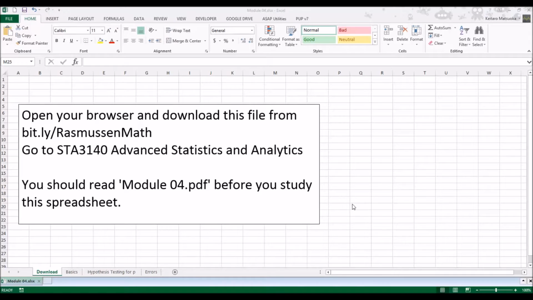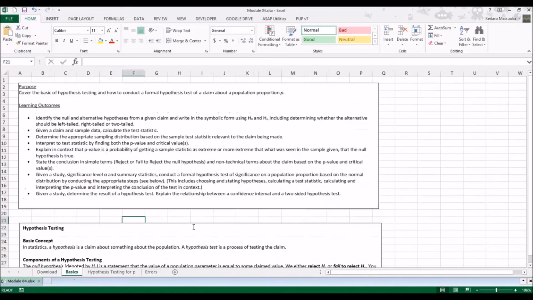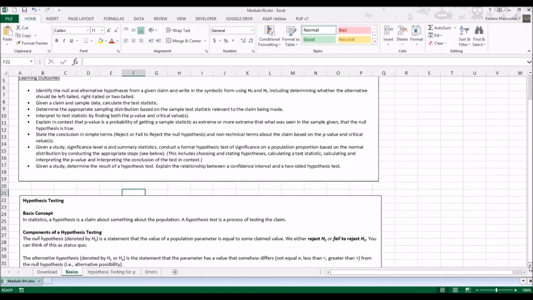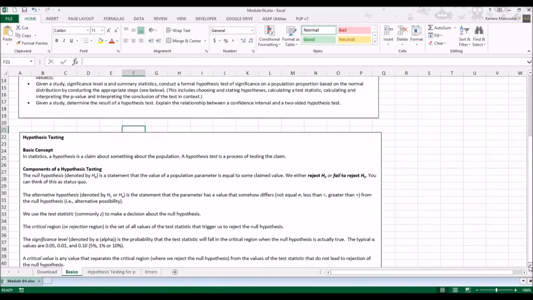This presentation assumes that you've done the reading and understand the terminology and the methodology described for hypothesis testing. So let's get started. Again, I highly recommend you read through the basics, the purpose and the learning outcomes. Understand the basics of hypothesis testing.